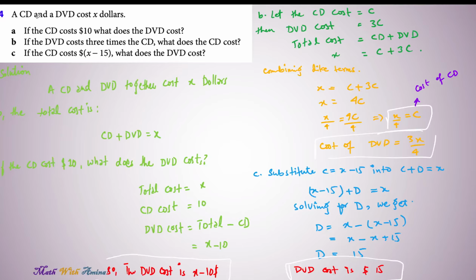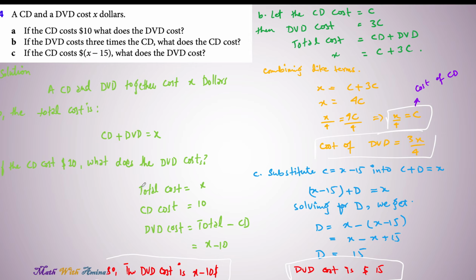We are told that a CD and a DVD cost X dollars. So if the CD costs $10, what does the DVD cost? In order to solve it, we start with the information that is already provided to us. A CD and a DVD together cost X dollars. So if you write an equation for it, it would be CD plus DVD is equal to X.